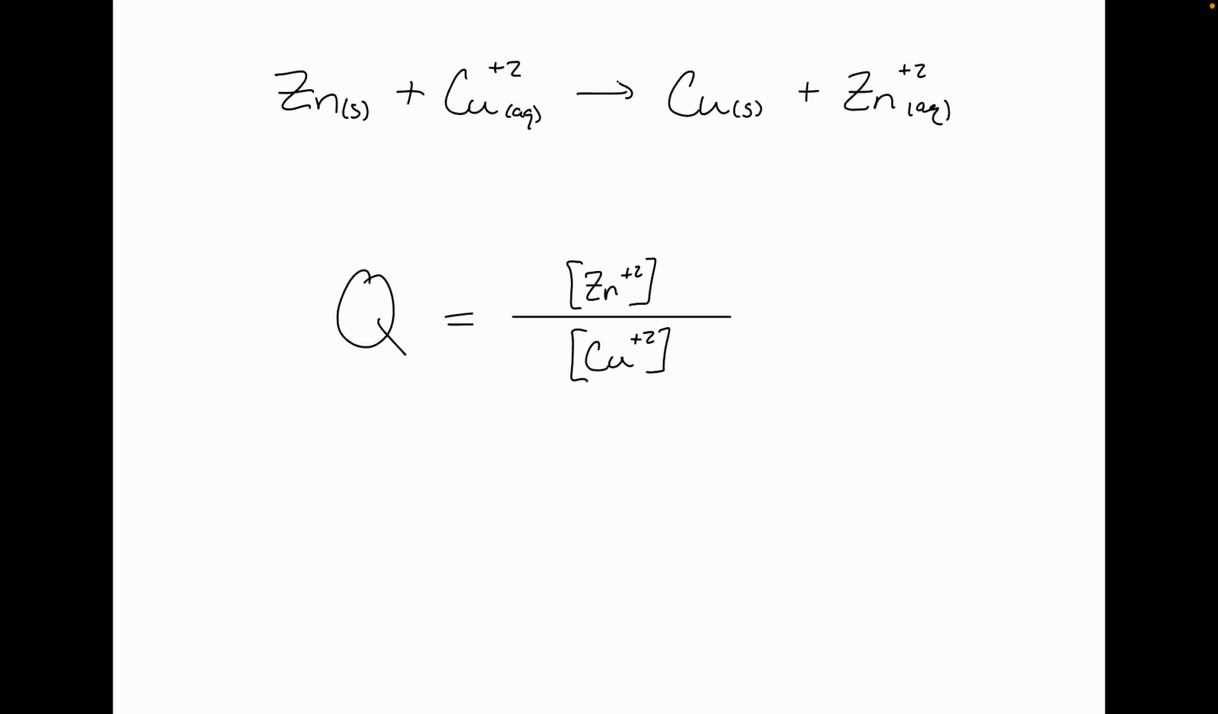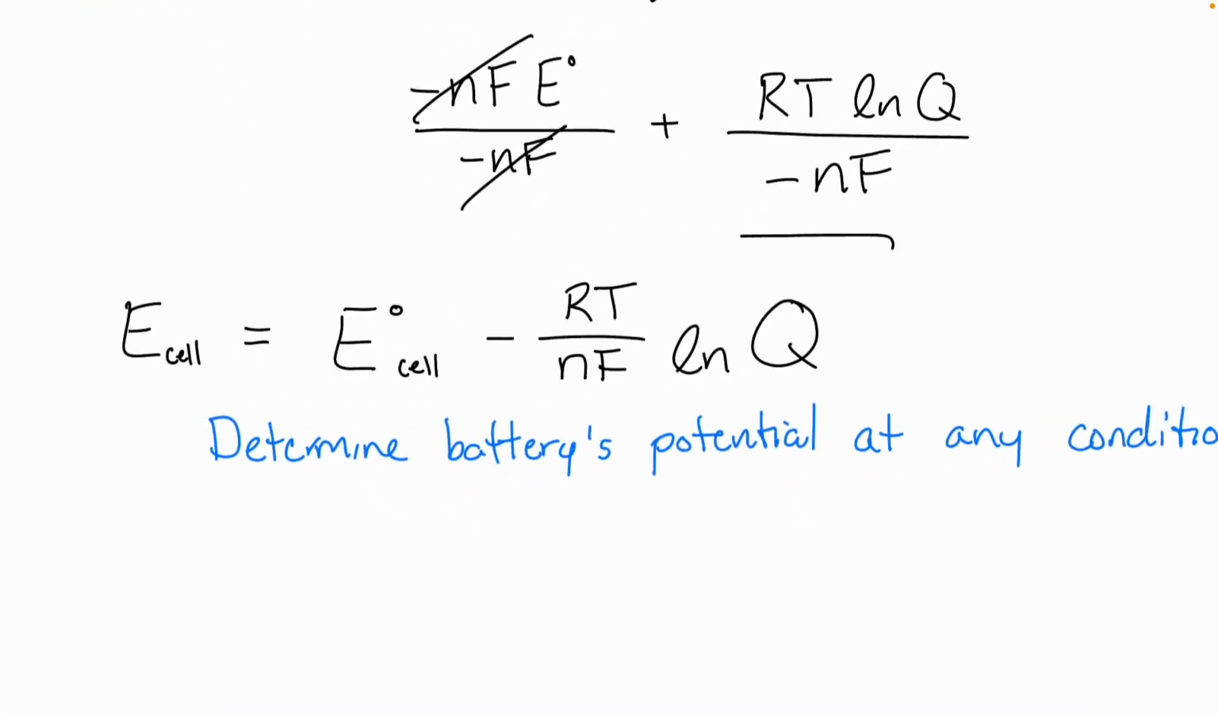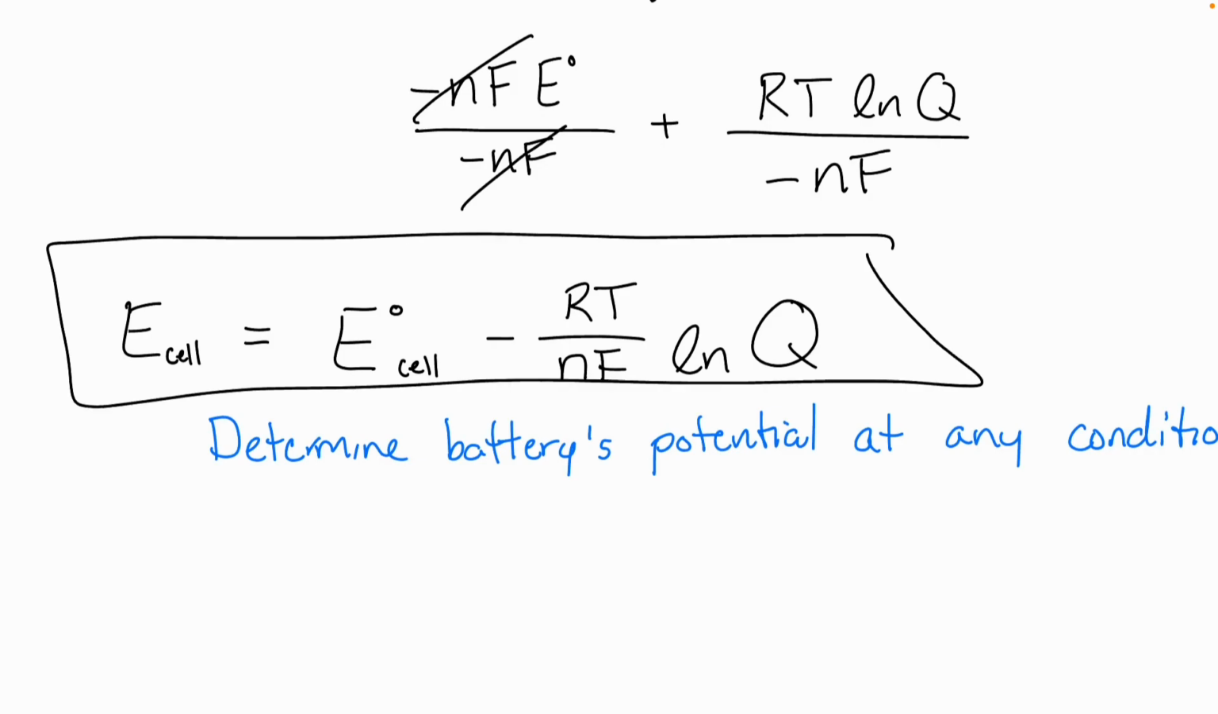If these concentrations were 1 molar, then fantastic. I would just calculate the standard cell potential and be done, right? But if I wanted to make these concentrations anything else, I'm going to have to use this expression here in order to determine what the potential of that battery is.